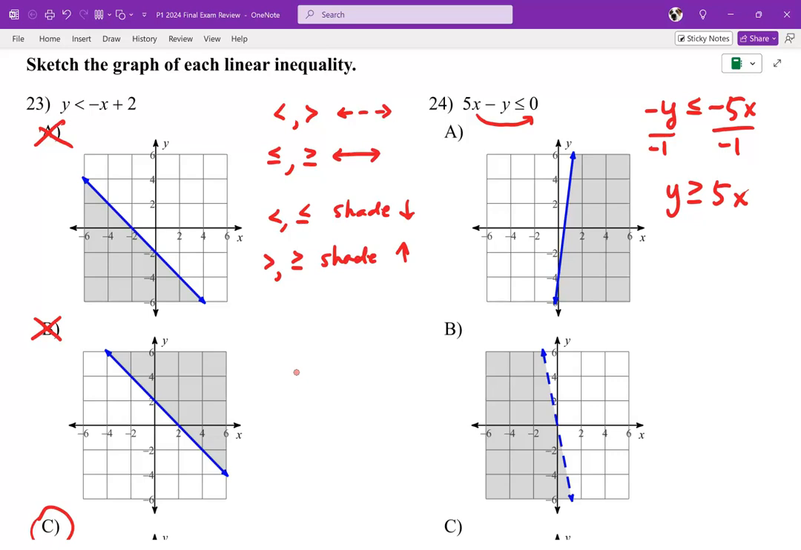So according to what I see, my y-intercept is 0. My slope is 5. So the line should be going up, right? It says greater than or equal to, and greater means shade up. So greater than or equal to, solid line shaded up. Okay? So does A make sense? It's shaded down. Yes. It is solid though. B? No, dashed. Has to be solid line.